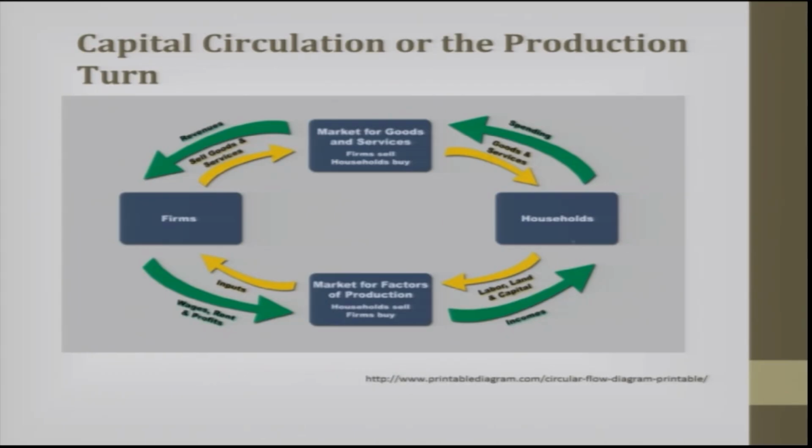So, you have two circles which go around. This is revenue, wage, rent, income and spending. This is all financial, and for manufacturing, you see input, goods and services, and then labor and land; these are the inner circle of it. So, this is the capital circulation or the production turn, which is very, very important.